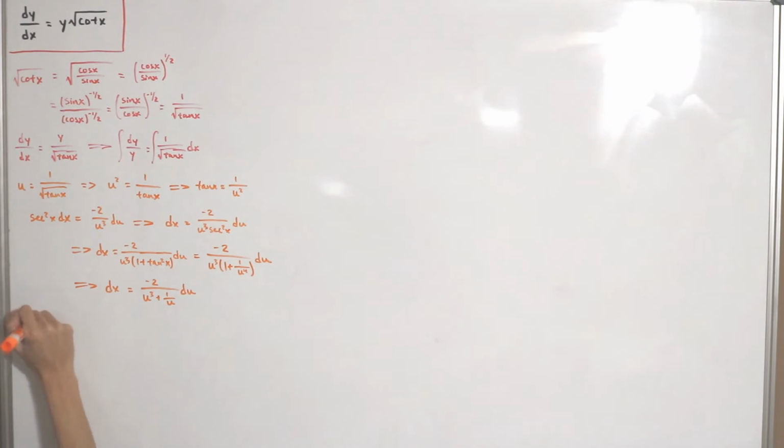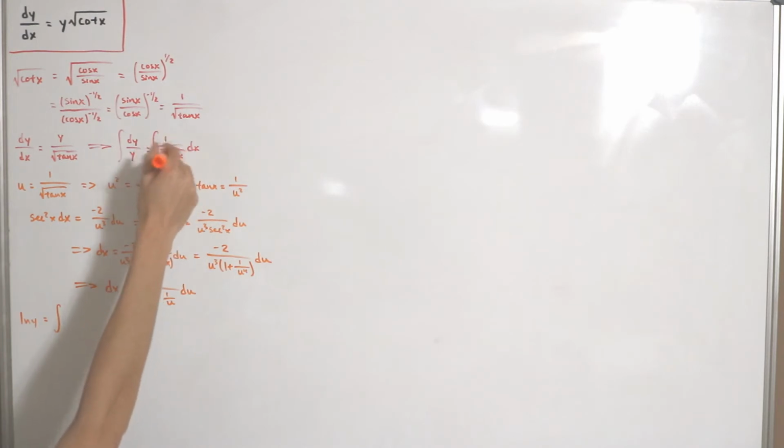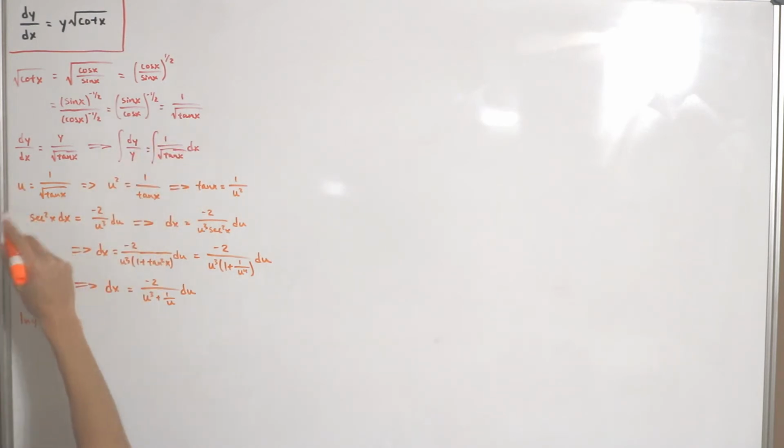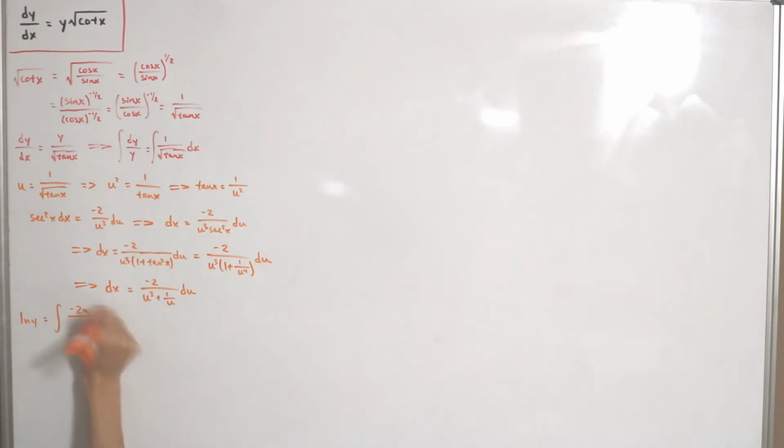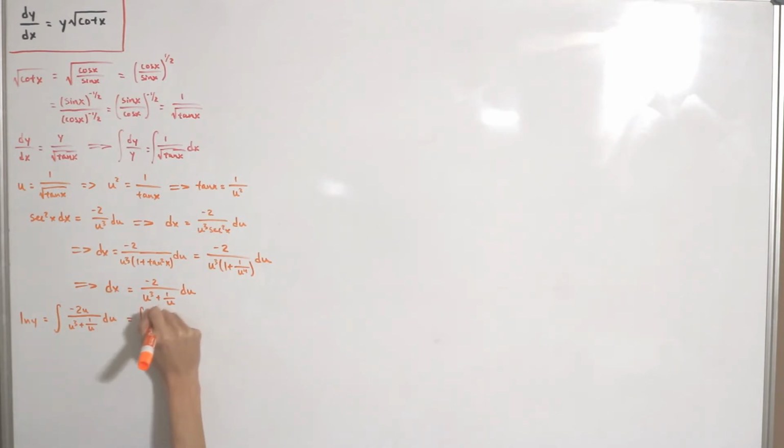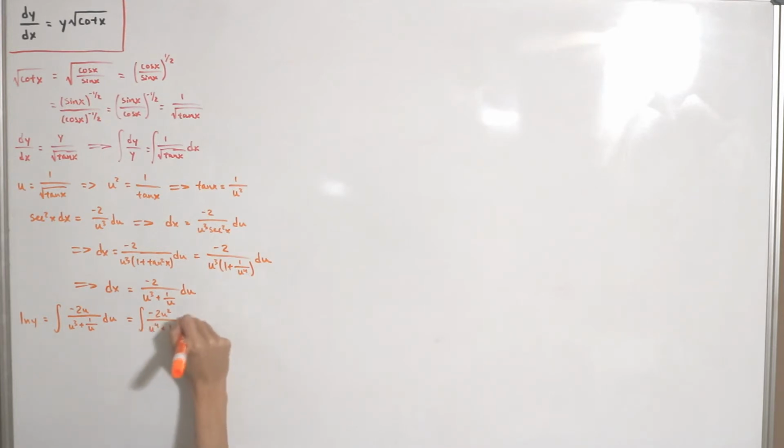ln of y. And then we set that equal to the integral. So replace this with our new terms. This will be 1 over square root of tangent x. We set that as u, so it's u multiplied with our dx substitution, which is du. So then we have -2u divided by u cubed plus 1 divided by u du. What I'll do is multiply a u to both the numerator and denominator, just simply because we can actually get rid of the 1 over u in the fraction from the denominator. So this is equivalent to -2u squared divided by u to the power 4 plus 1 du.